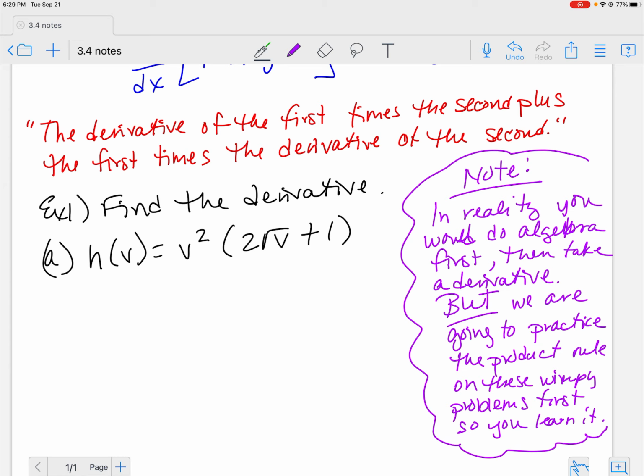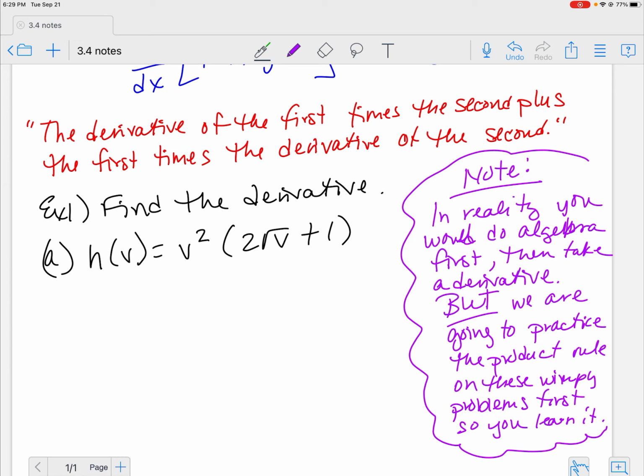And what do we know? As soon as you see a radical, what do you automatically do? Change it to an exponent. Good. H of v, I haven't taken any derivative yet. v squared times 2v to the 1/2 plus 1. Don't go changing that to an x. You need to get used to working with variables other than x. So if there's a v in the problem, leave that v. If there's a t, if there's a whatever, leave that variable.